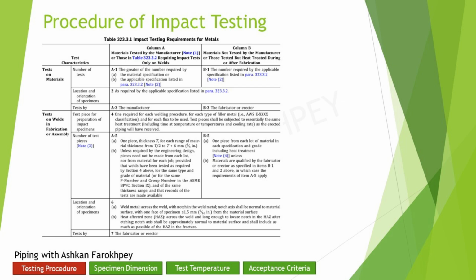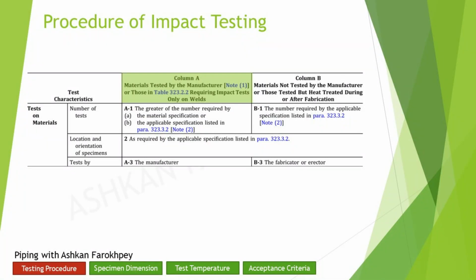Table 323.3.1 mentions the impact testing requirements for metals and is divided into 2 rows and 2 columns. The first column talks about the materials tested by the manufacturer. For example, large sizes welded pipes or the materials that are required to be impact tested on their weld zone based on what we learned in previous video in table 323.3.2. The second column, on the other hand, has focused on the materials which are not tested by the manufacturer or are even tested but requires heat treatment after site fabrication and erection. In this case, we need to use the information mentioned under this column.